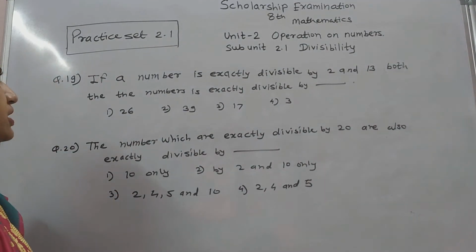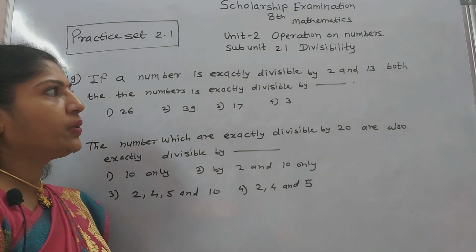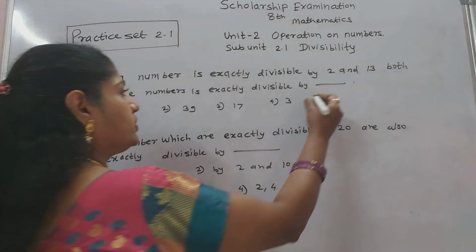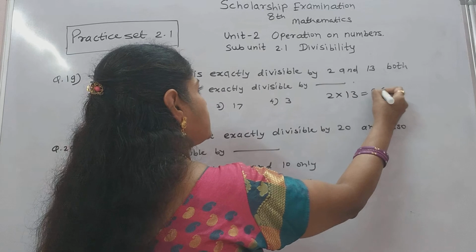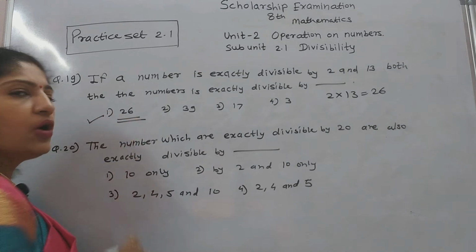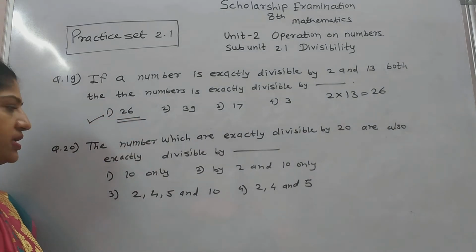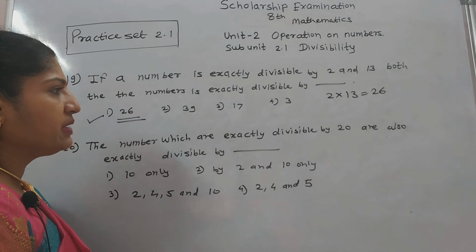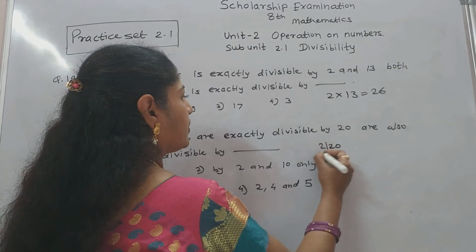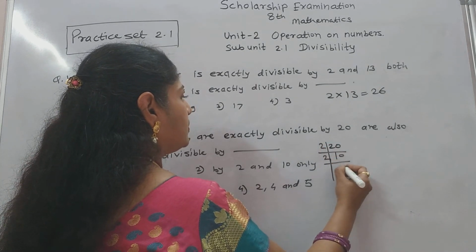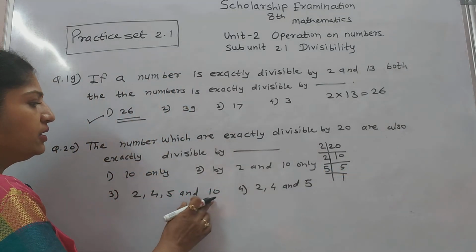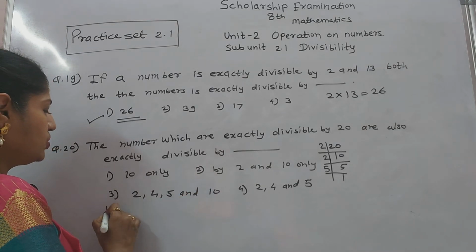Now next question is, if a number is exactly divisible by 2 and 13, then it is exactly divisible by 2 into 13, that is 26. So this number is also exactly divisible by 26. Answer is option number 1. Last question is, the numbers which are exactly divisible by 20 are also exactly divisible by factors of 20. 2, 4, 5 and 10 are the factors of 20. So option number 3.